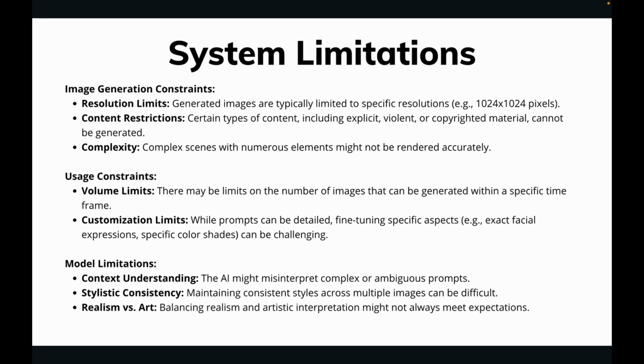Then for customization limits, it's very hard to finely tune specific elements in the photo, for example. So just keep it general with the character, the scene, the action that they're doing. Those are the bigger knobs that you could change, but finer things like lighting and tone become much more difficult. Then there are some model limitations. The AI might misinterpret, especially if there are too many things going on in your complex prompt, for example, too many characters, too many things to focus on.